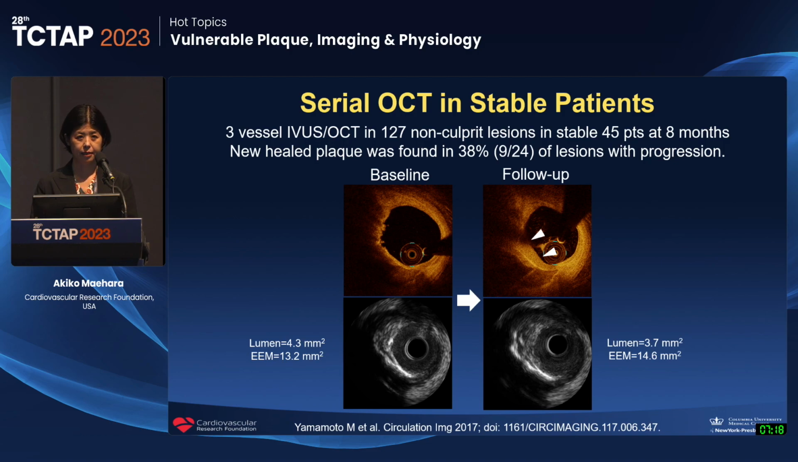And we did a study comparing baseline and follow-up to see the natural history of plaque progression. This included 127 non-culprit lesions. And out of those, 24 non-culprit lesions had significant progression at 8 months. And out of those, in 40% of the cases, the lesion had a newly appeared healed plaque on top of the ruptured segment or non-ruptured segment. So that really tells us the healed plaque is a progression of the disease.